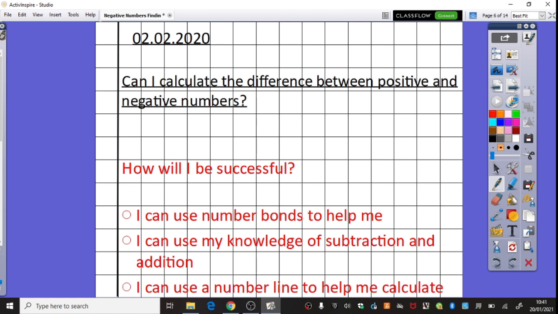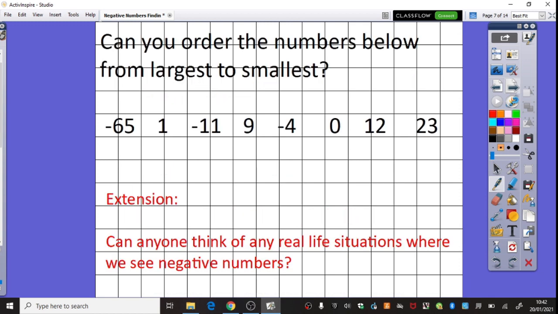Sometimes this can be done by taking the smaller number away from the larger number, and sometimes it can be done by counting on from the smaller number to the larger number, and that's what we're going to be doing today. So to be successful, we'll probably again be using number bonds to help us, using our knowledge of addition and subtraction, and also using a number line to help us. I'm sure lots of you found a number line really useful yesterday for calculating, and we can do the same today.